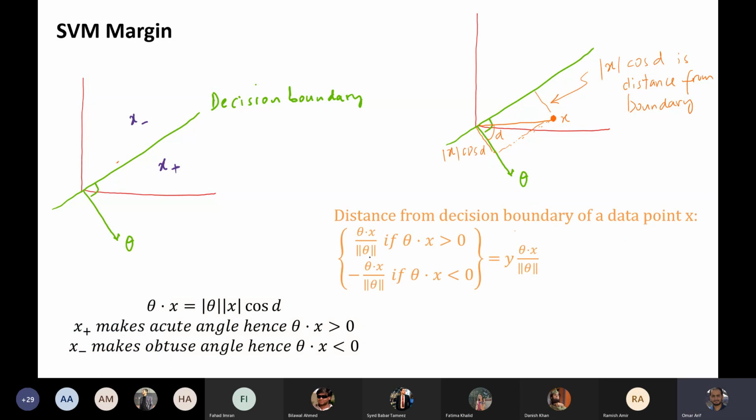So this is what I have here. Okay, if theta dot x is greater than 0, which basically means all points that lie on this side, the distance is given by theta dot x divided by the magnitude of your parameter. And similarly, for points that lie on this side, theta dot x is less than 0, so you have minus theta dot x divided by the magnitude of the vector. As before, we want to write it in a single equation, so we multiply by y. Because y for all points that lie on this side is +1, for all points that lie on this one is -1, so you are basically multiplying by -1 automatically when points lie on this side of the decision boundary. So this is the distance of a point from the decision boundary.